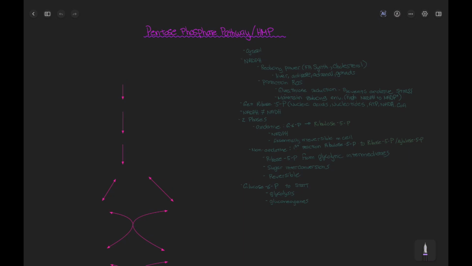It consists of two phases: the non-reversible oxidative phase, where we get our NADPH, and the reversible non-oxidative phase, where we get the interconversion of many different numbered carbon sugars that can serve as intermediates for glycolysis or gluconeogenesis. The oxidative phase starts with glucose 6-phosphate, and with every one of those, we get 2 NADPH, 1 ribulose 5-phosphate, and a released CO2.